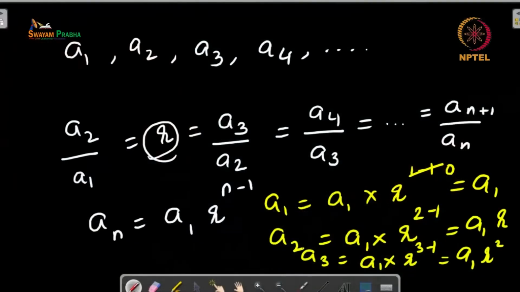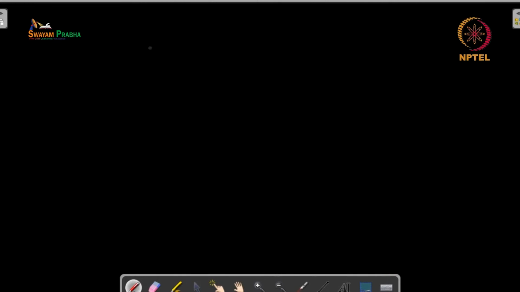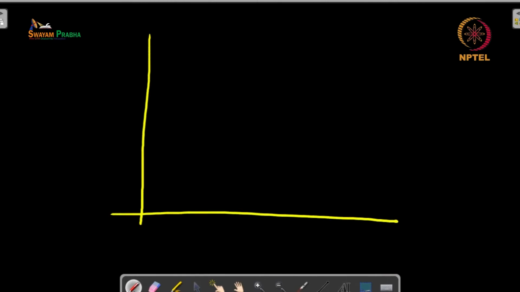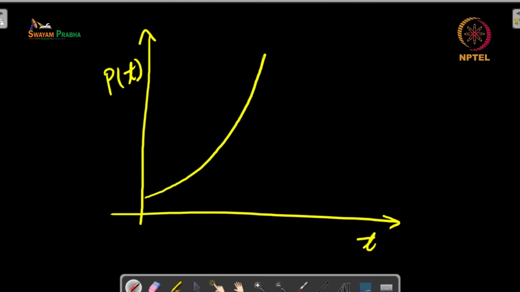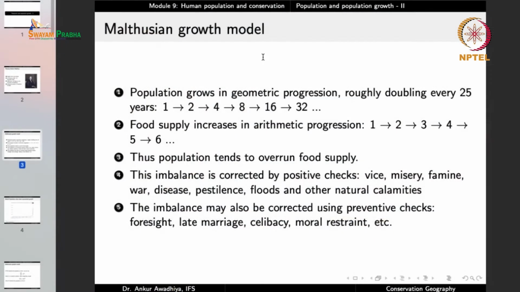And so if you plot the human population growth, here you have t and here you have the population at time t, then the population will grow like this, an exponential growth. But he suggested that the food supply does not increase as fast. The food supply increases in an arithmetic progression.